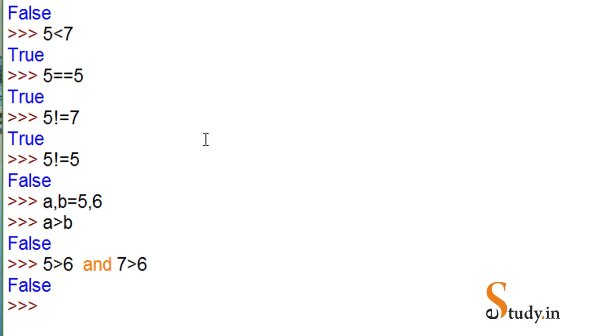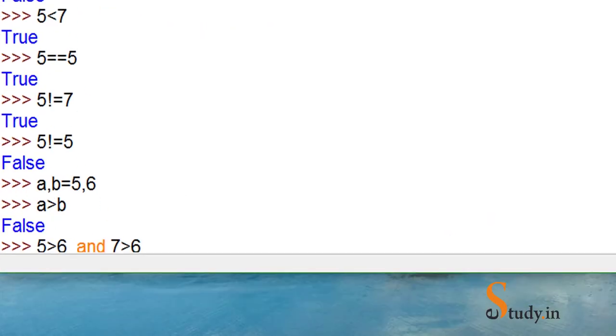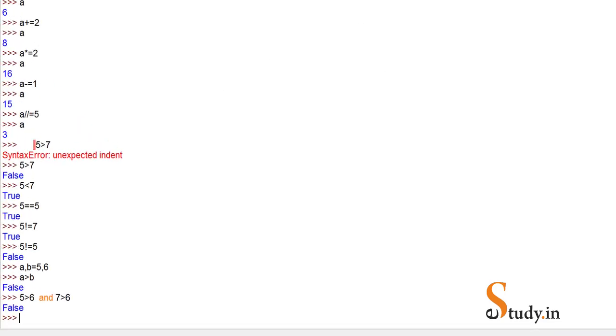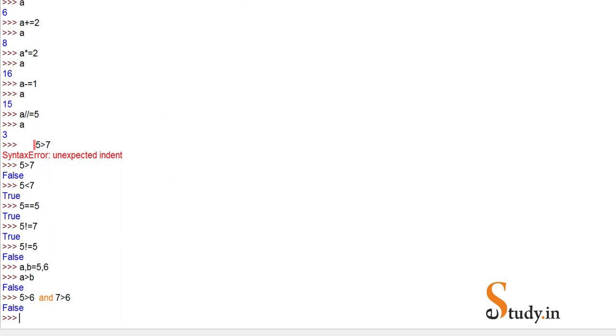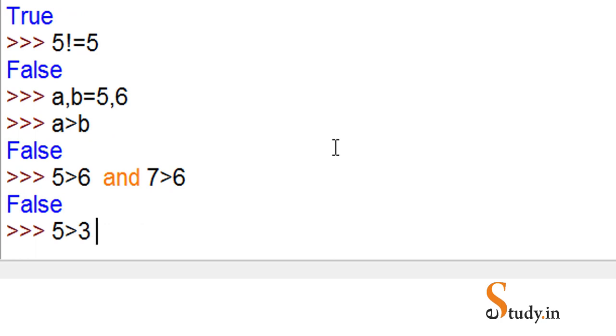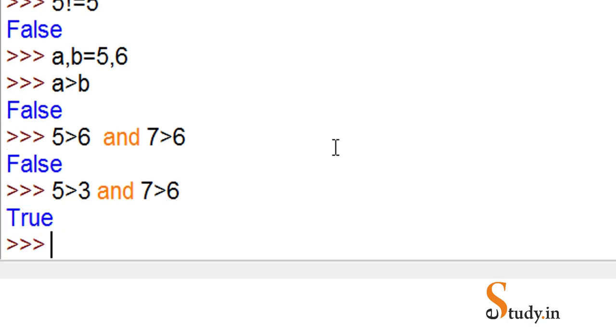Now if we change this, let me just adjust the window here. So we have 5 greater than 3 and 7 greater than 6. In this case both the conditions are true, 5 is greater than 3 and 7 is greater than 6, so the final result would be true. So for and to be true, all the conditions which you've given should be true. Then only it evaluates to true, else it evaluates to false.